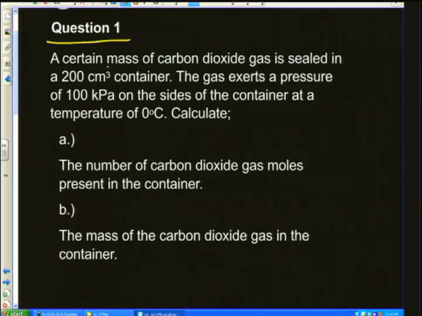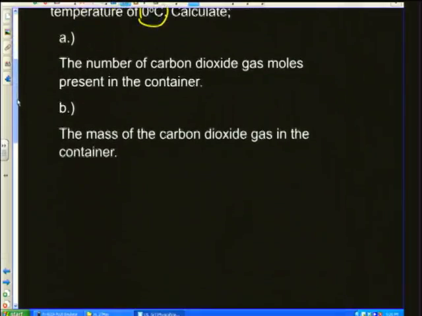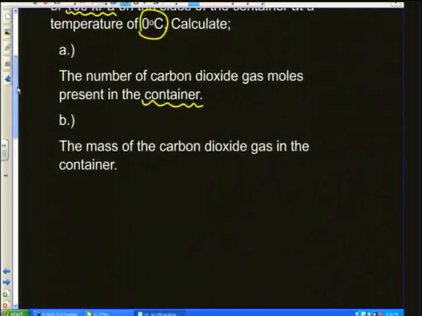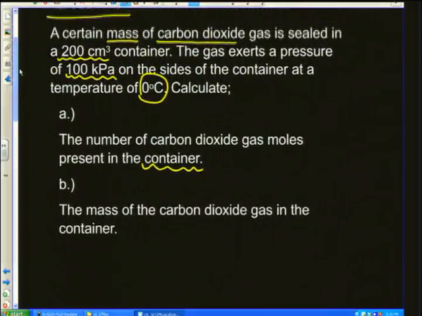A certain mass of carbon dioxide gas is sealed in a 200 cubic centimeter container. The gas exerts a pressure of 100 kilopascals on the sides of the container at a temperature of 0 degrees Celsius. Now, calculate number A, the number of carbon dioxide gas moles present in the container.